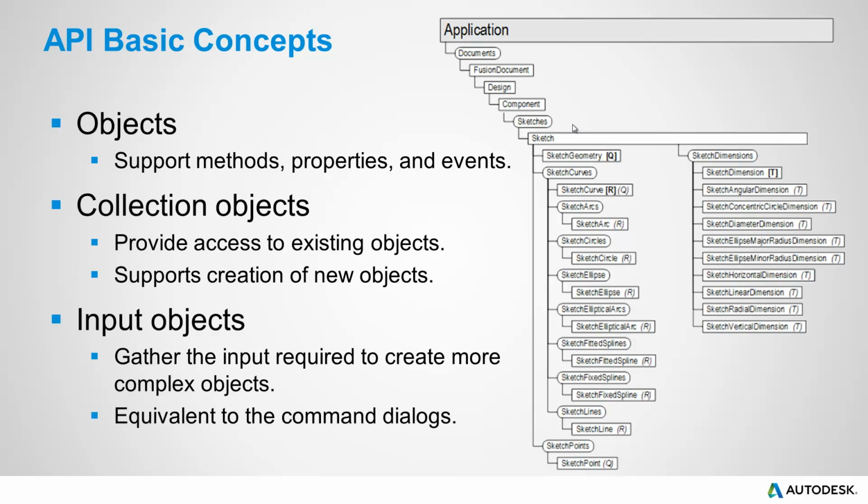There are also some objects that aren't shown in this chart, but we'll see in a minute. We call them input objects, and they gather up the input for creating more complex kinds of objects. They're kind of equivalent to the command dialogues in that they have the properties and things that define what's needed to create an object of a certain type. So you fill in those properties and then pass that into the function that actually creates the object.